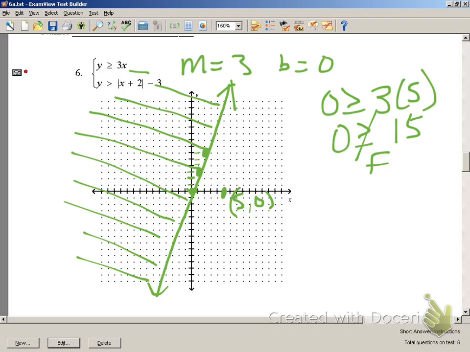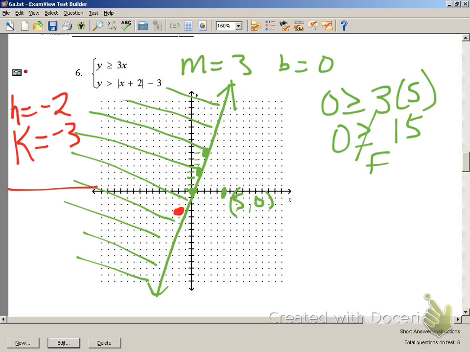Now for my second equation, paying attention, it is an absolute value. The way that we graph an absolute value, notice that it is in the form of absolute value of x minus h, plus k. So my h equals -2. My k equals -3. So that means that -2, -3, which would be right here, is my vertex.